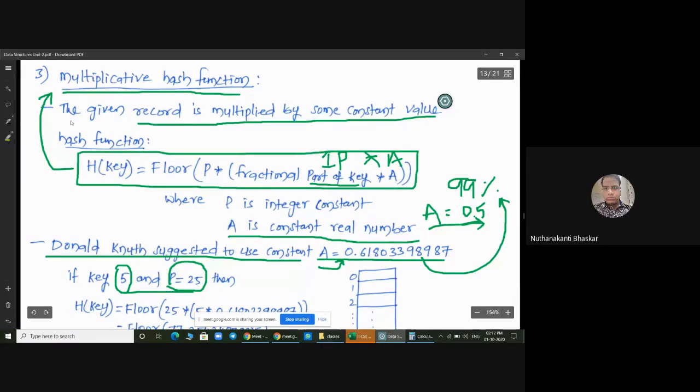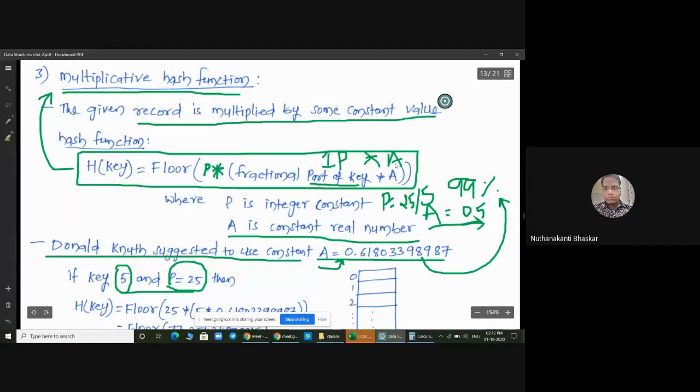Now, already here it is very clearly mentioned that the key, the record, is multiplied by some constant. That is P. P is an integer constant. You can take the P value as any number, not a problem. If you want to take 25, yes, you can take it. If you want to take 5, yes, you can take it. This constant is always the same for all the operations.